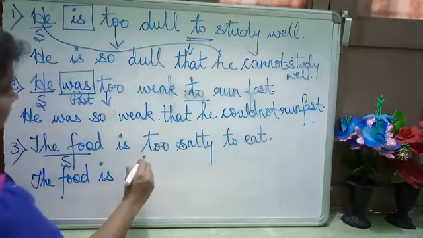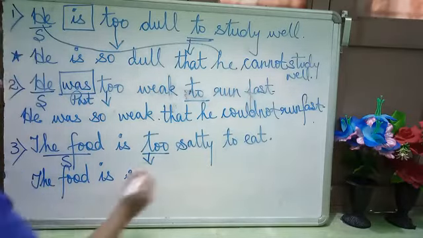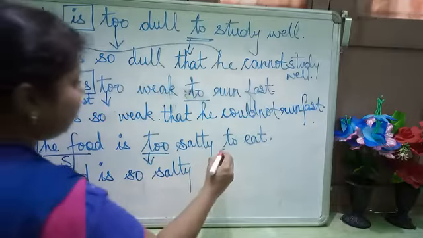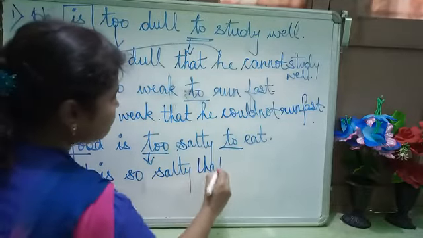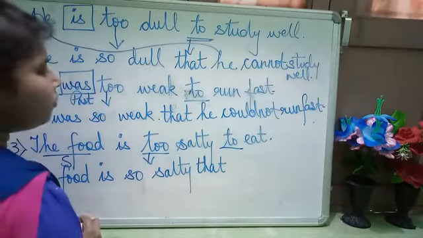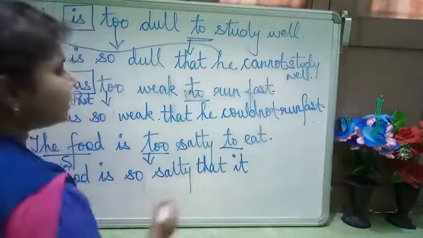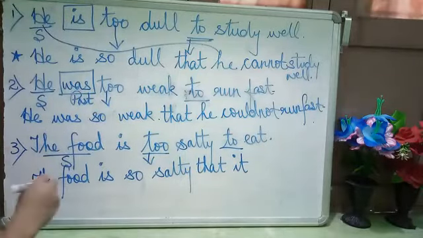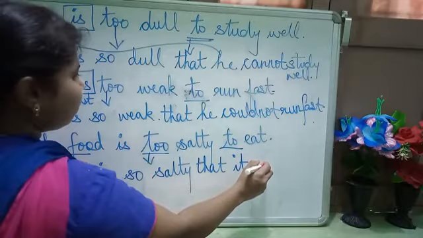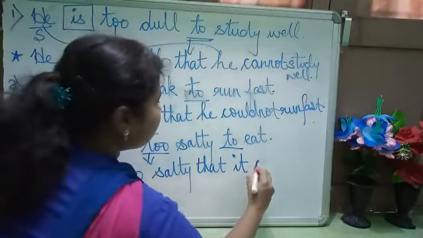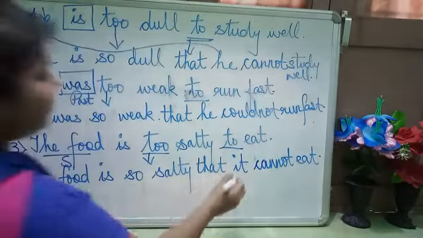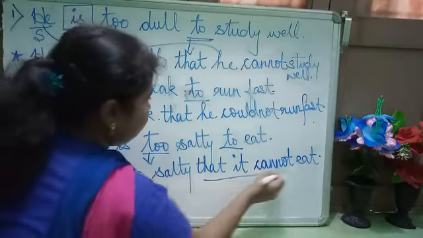The food is... instead of this "to" you will use "so". Then this "salty" you will take down. The food is so salty. Then instead of this "to", what will you write? "That". Instead of "the food", what pronoun will you use here? "It". For present tense, what is the rule? That plus subject plus what? What are you writing here? Cannot, then eat. You have written "that it cannot eat".